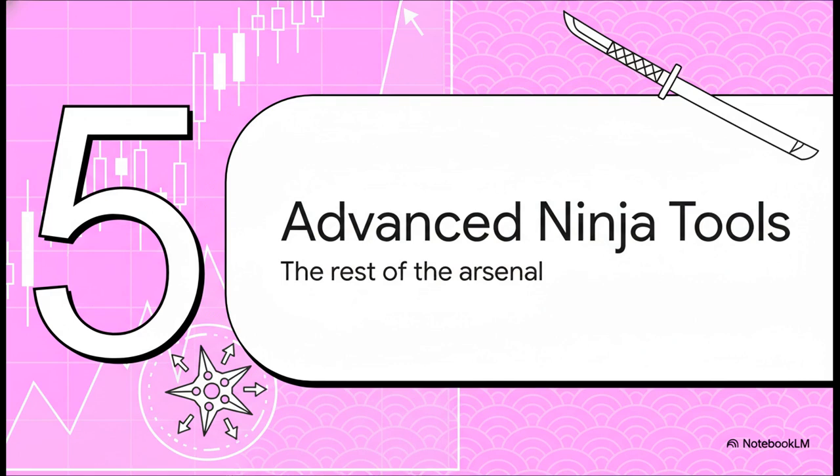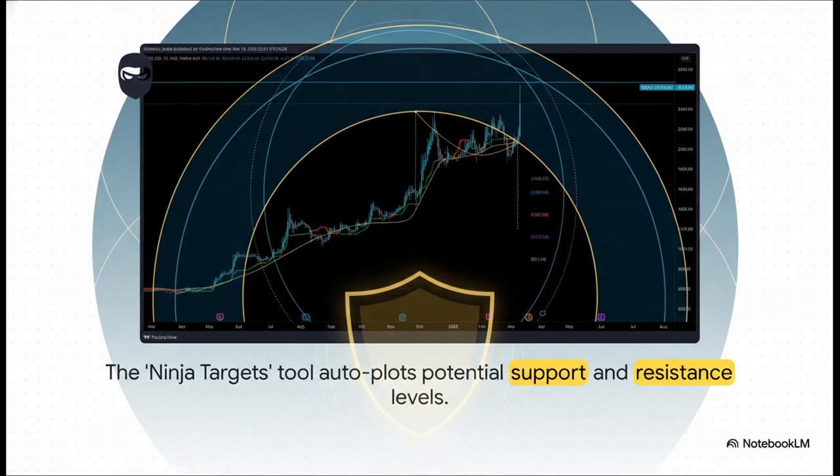Now, the system doesn't just stop with entry signals. There are a couple of other tools included that really round out the whole package. Let's call it the rest of the arsenal. First up, there's the Ninja Targets tool. What this does is automatically plot potential price targets right on your chart. It uses what are called Fibonacci levels, which are just key mathematical areas where price often reacts. This helps answer that other huge question, which is, if I get in, where could this trade actually go? It gives you a potential roadmap.